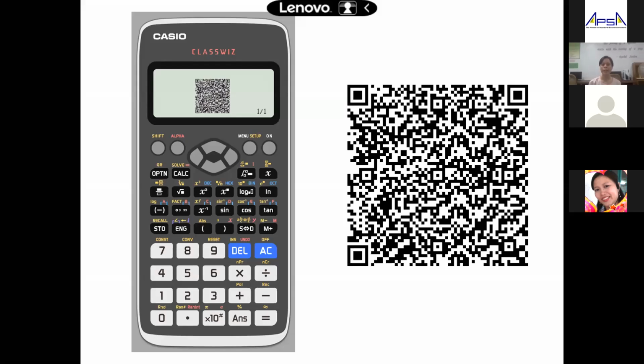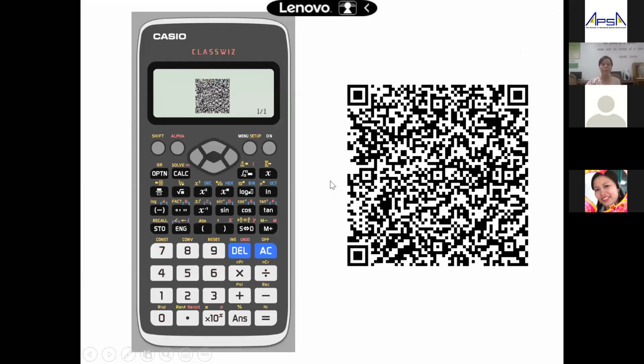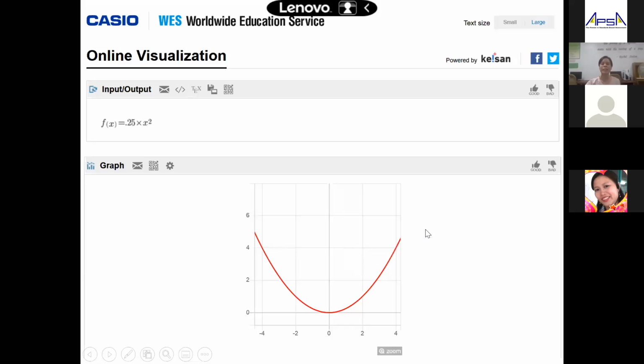So surprisingly, this is one of the newer features in the Casio calculator that I didn't know will actually bring you to the Casio website. So if you scan this QR code, you will be brought to this website. So here, you actually have the graph. So suppose we think that our graphing calculator has no graph. Actually, it can. Just scan the QR code and then you can see the graph.